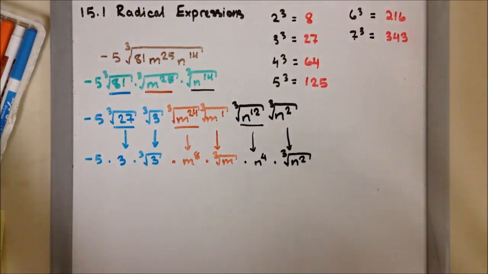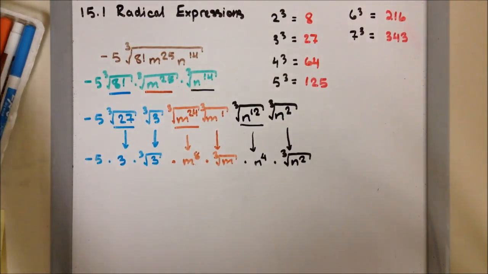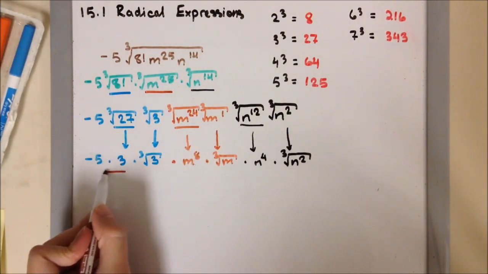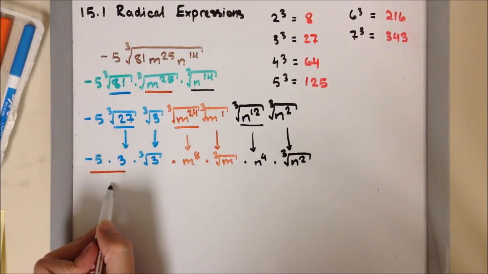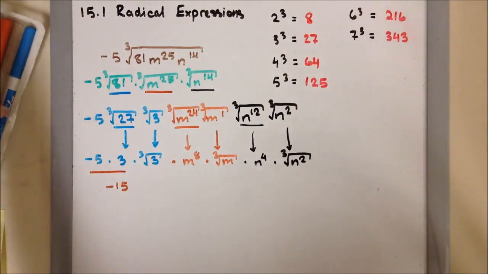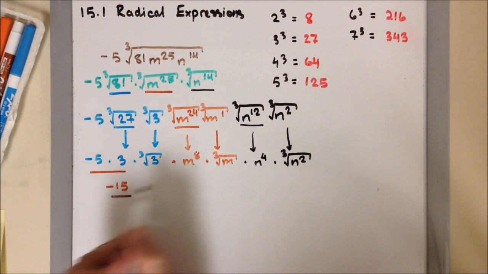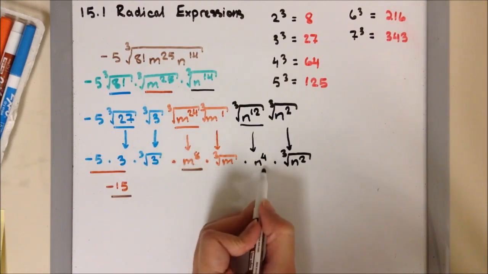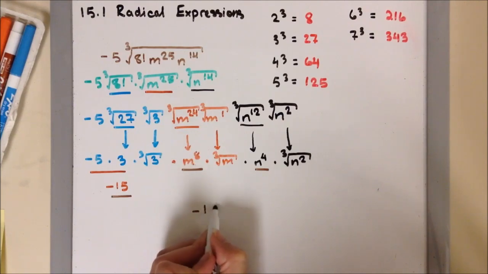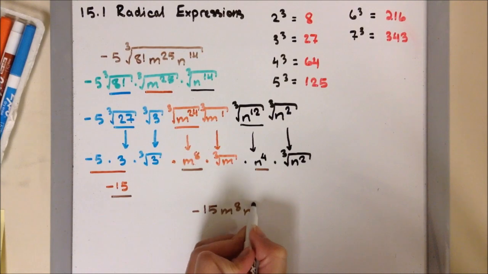So now we're going to put the ones that we were able to simplify, meaning the cube root. But first, I need to do -5 times 3, which is -15. And then the ones without the cube root, -15, m to the 8th, n to the 4th, will all be in the front, so -15, m to the 8th power, n to the 4th power.